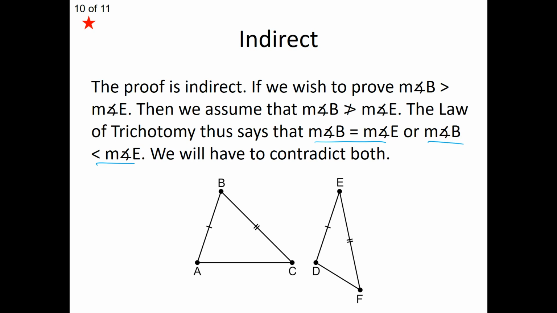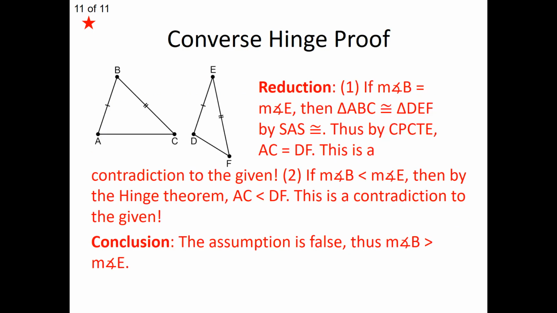So let's take a look at our reduction. The reduction is actually very simple to prove here. Let's take a look why. So let's start with our first part, which is to assume that angle B and angle E are equal to each other. So if the measure of angle B is equal to the measure of angle E, we'll take a look at our diagram first.